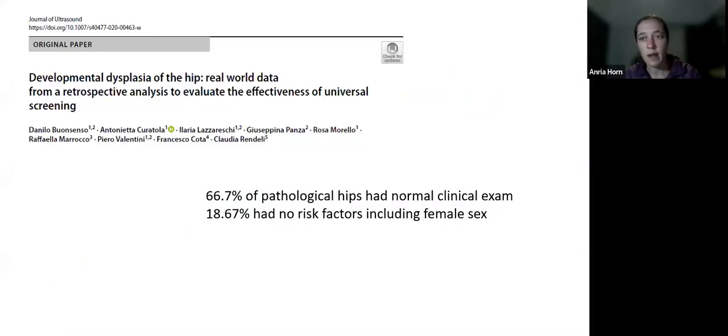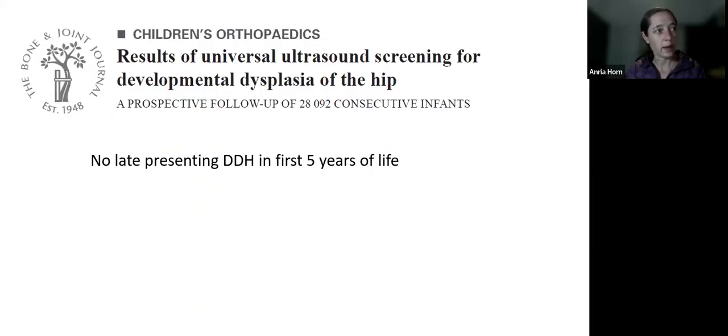This is a far more recent article from Italy, where they did do universal screening, and that means basically everyone, boys, girls, every single child gets an ultrasound. They found that 2/3 of the hips that had abnormal ultrasounds had normal examinations, and about 20% had no risk factors, not even female sex. So the presence of hip dysplasia at birth is actually very high, like 1 in 60, but it's not necessarily pathological. But the same study found that they had no late presenting DDH in the first 5 years of life.